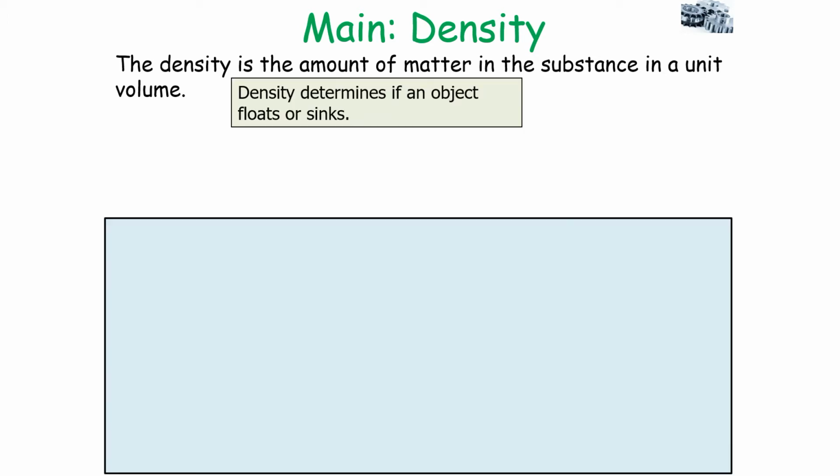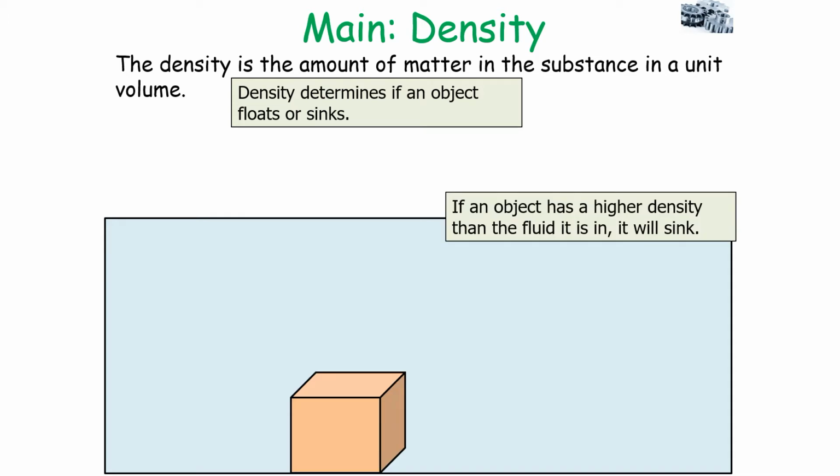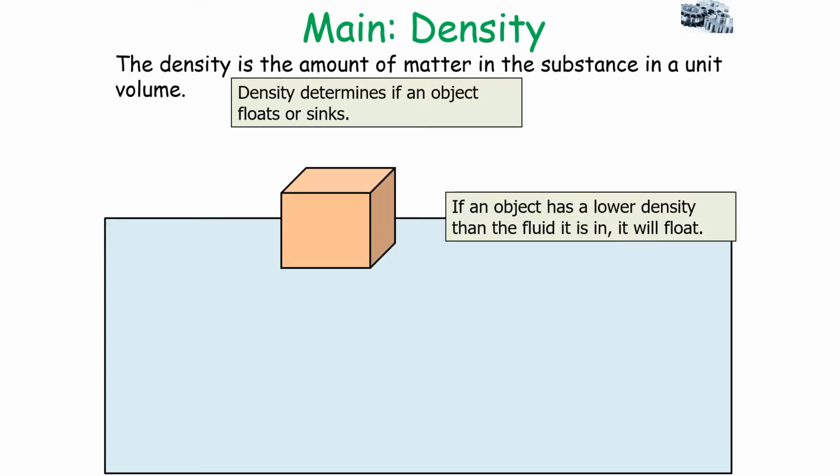Now the density is the amount of matter in the substance per unit volume, but it also determines if an object floats or sinks or not. So if an object has a higher density than the fluid it is in, it will sink, but if the object has a lower density than the fluid it is in, it will float.